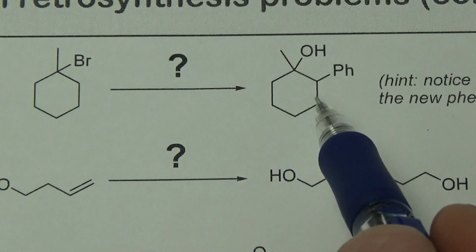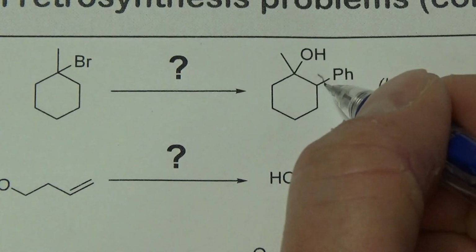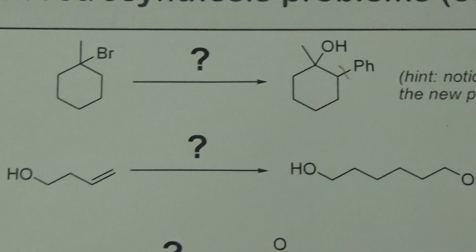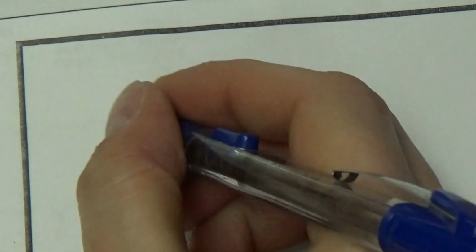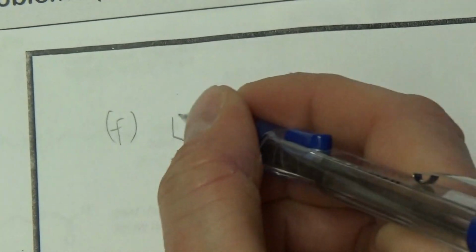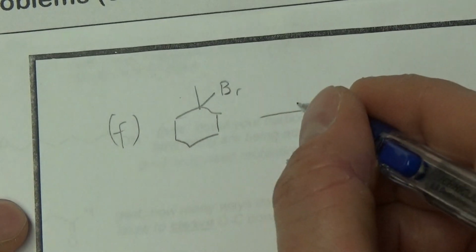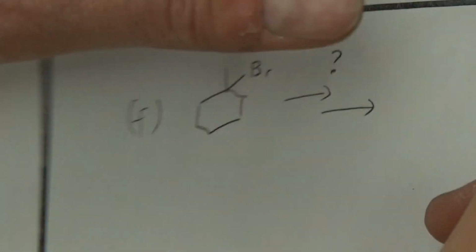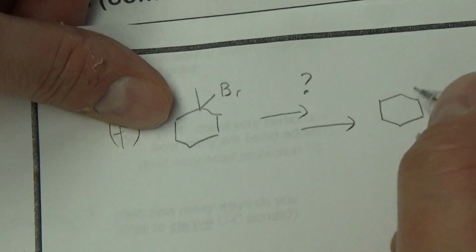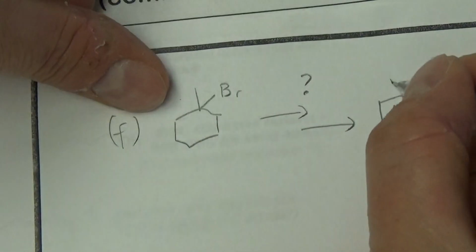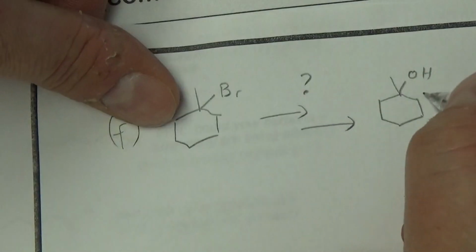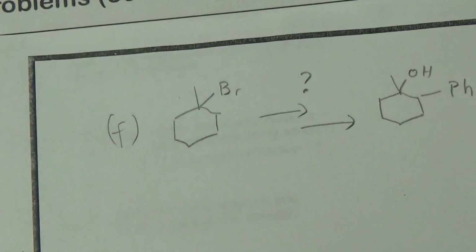So obviously the part that's being attached is the phenyl. So let's see if we can do this one. This is problem F. Okay. Alright, so let's look. We have a bromide on a tertiary carbon, and we're doing a synthesis, and we're making, looks like a hydroxy group there, and a phenyl, which is just a benzene, right?